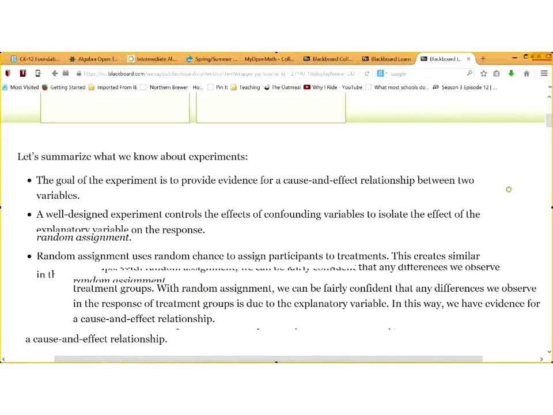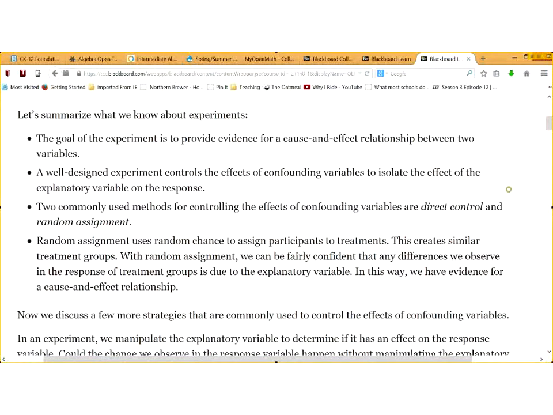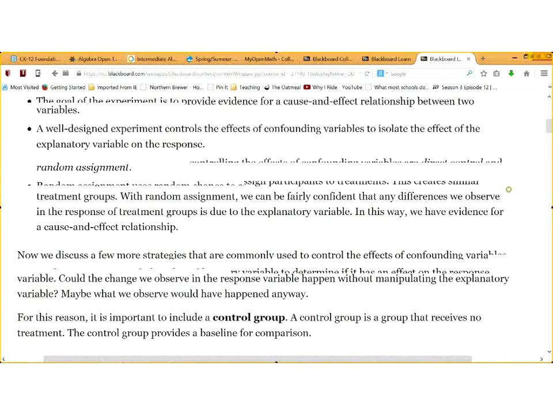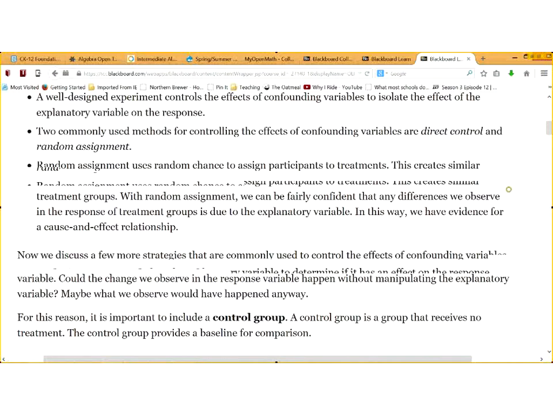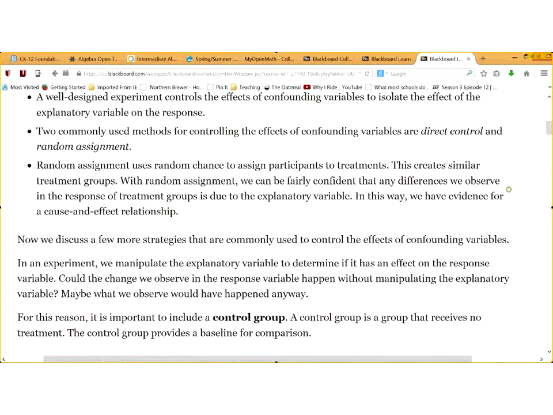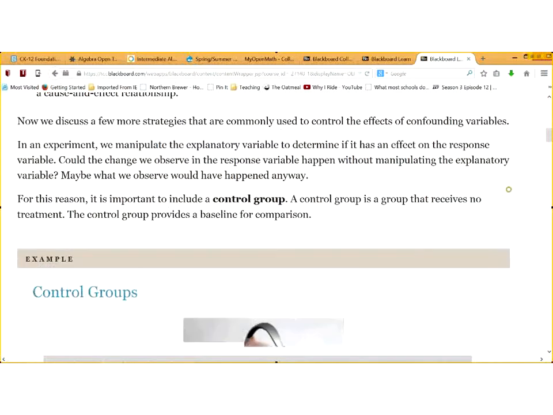So let's summarize what we know. The experiment helps us to determine whether there's a cause and effect relationship. We control the effect of confounding variables using direct control and random assignment. Random assignment uses random chance to assign participants, and the goal is to create similar treatment groups. A few other things to note. A control group is a good thing. A control group is a group that does not get the treatment.